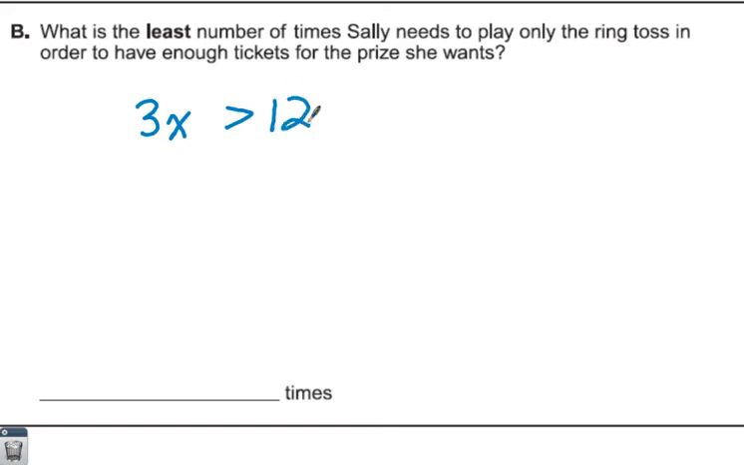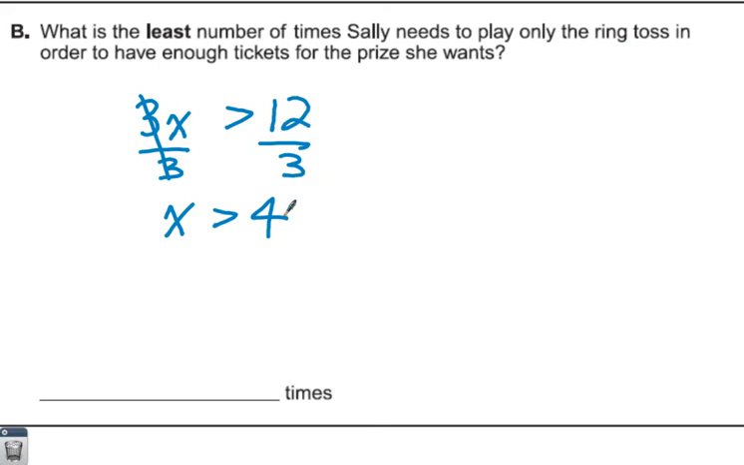So it's like asking, if she earns 3 tickets each time she plays the ring toss and she needs to earn more than 12 tickets, then we're just thinking about the 3x part of the inequality. And essentially we could just solve this, divide both sides by 3 to get x by itself. And x being the number of times playing ring toss, x needs to be greater than 4.